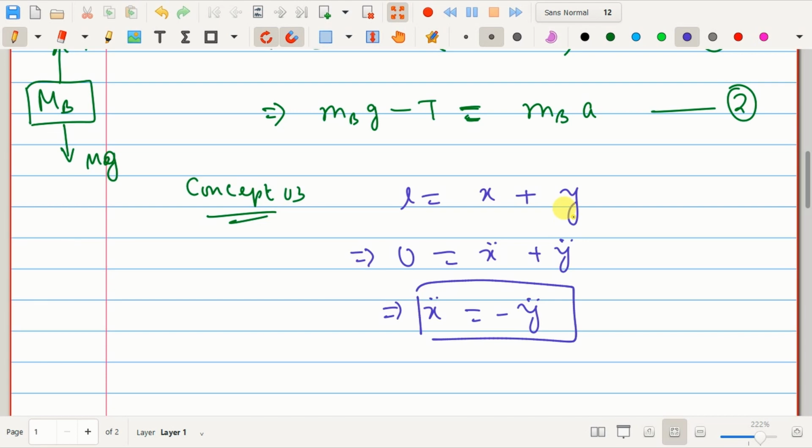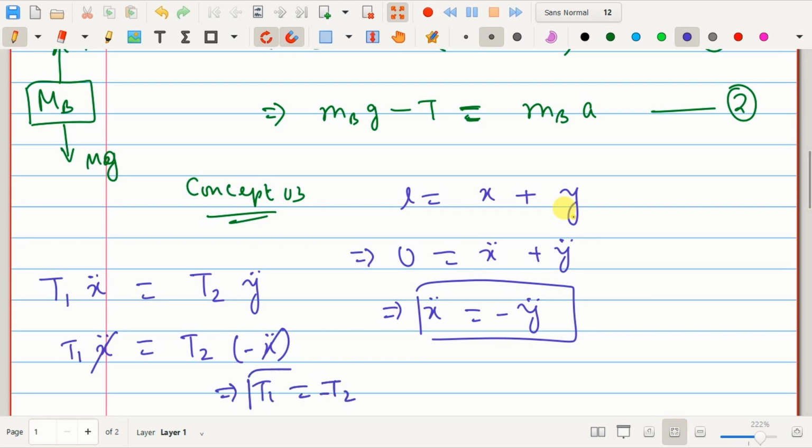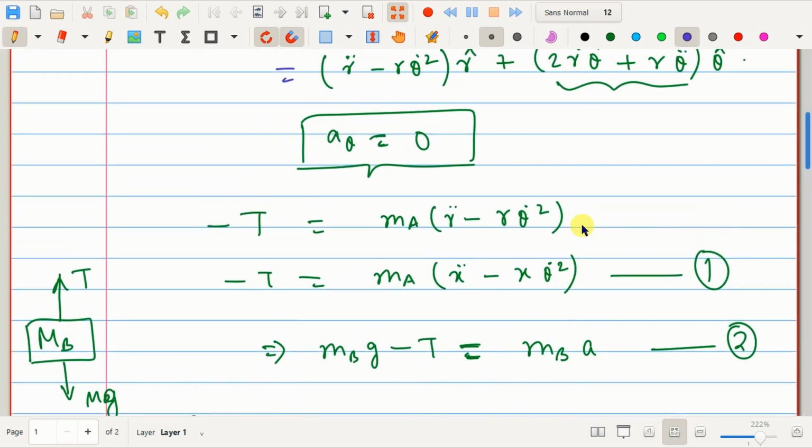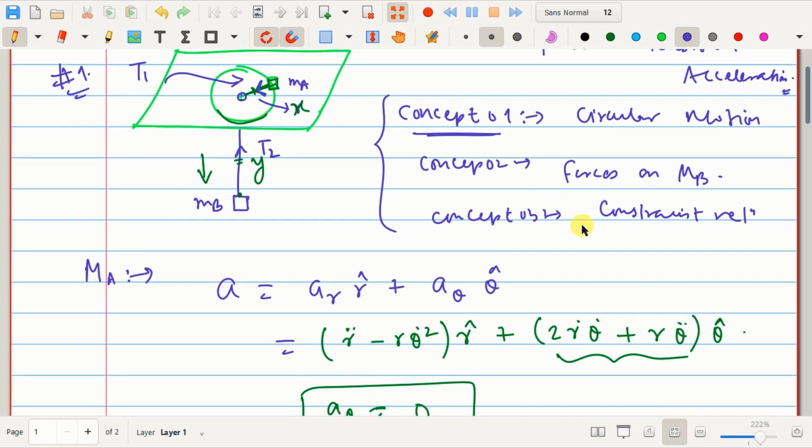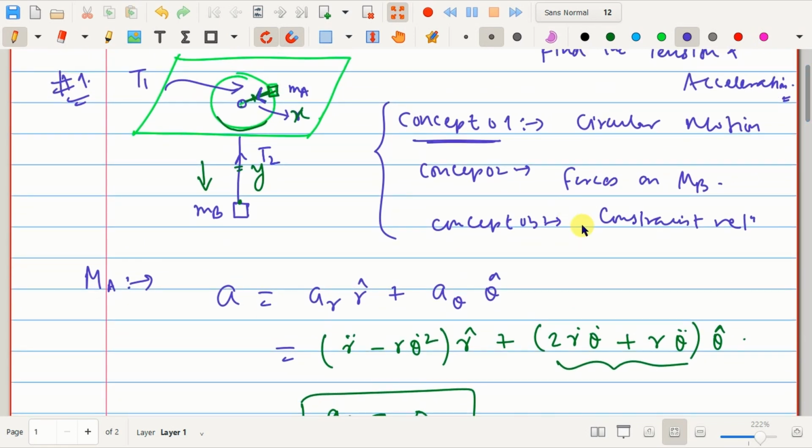Now if you see here, a very good relation: tension in the upper portion and acceleration in the upper portion is equal to tension in the lower portion and acceleration in the lower portion. T1 into x1 have to be equal. Therefore T2 y double dot is saying minus x double dot. So x cancels, and therefore these two will share the same tension, but in opposite directions. If T1 is in this direction, T2 will be in that direction. They are equal and opposite.